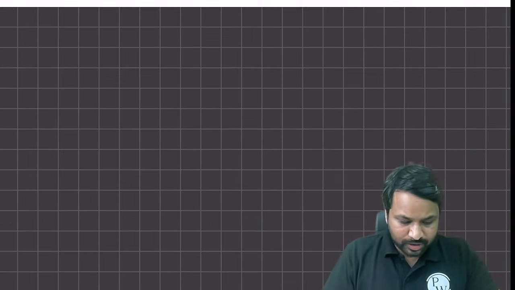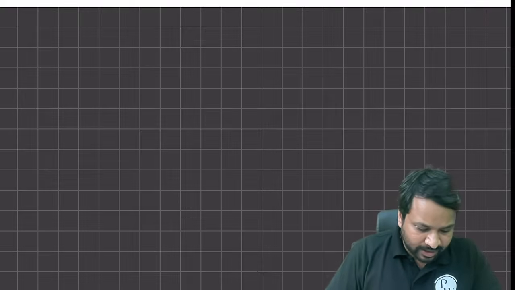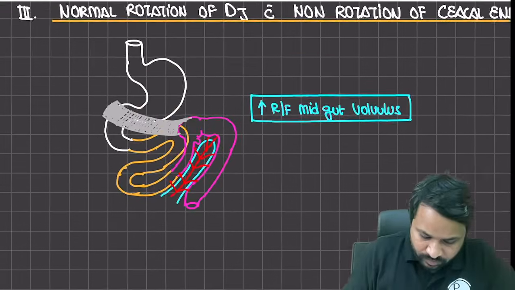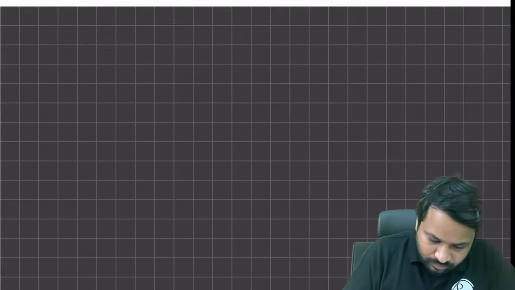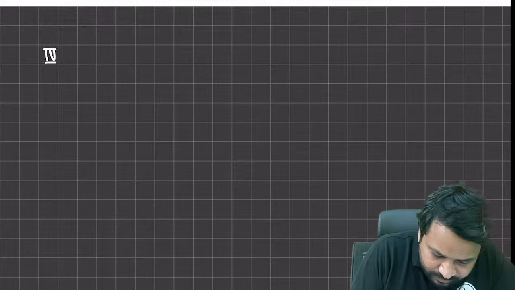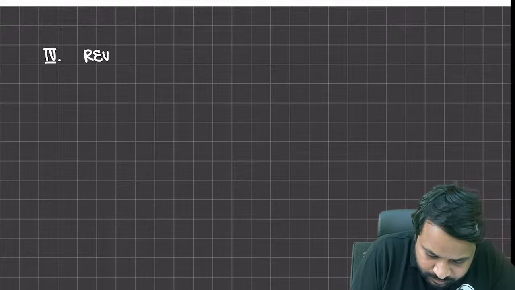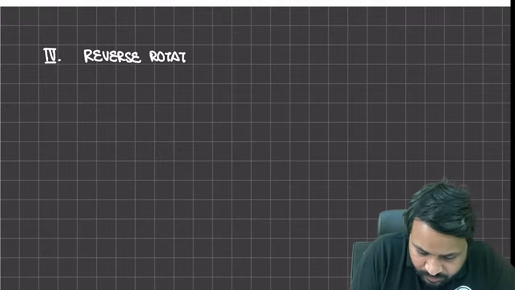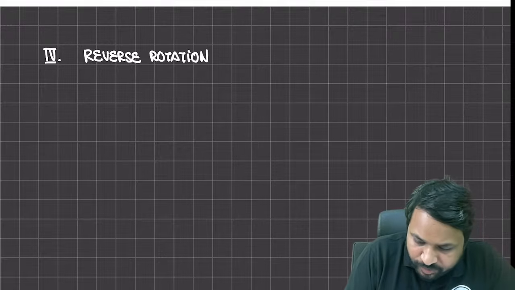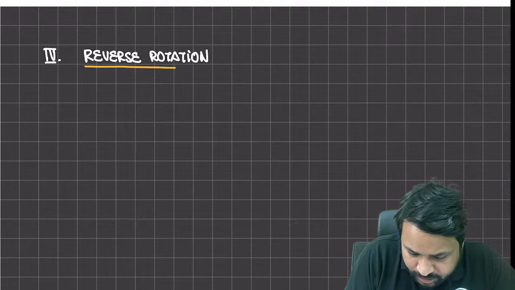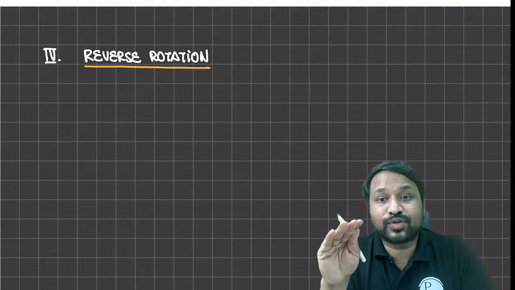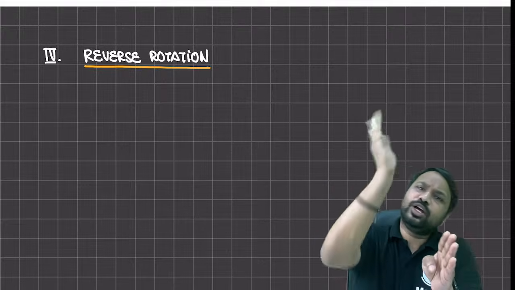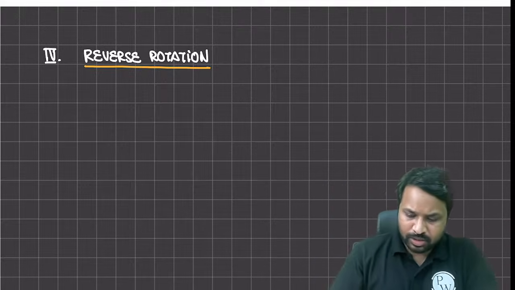And the last one that you have is your reverse rotation. The fourth one that we have, we call it the reverse rotation. Now, as I've told you before also, in a normal rotation, the duodenum will go under the transverse colon. Reverse rotation में क्या होगा? Duodenum will come on top of your transverse colon.